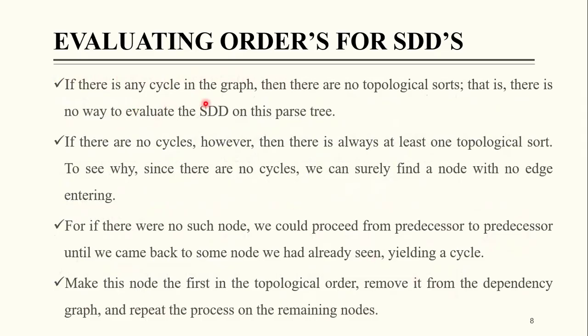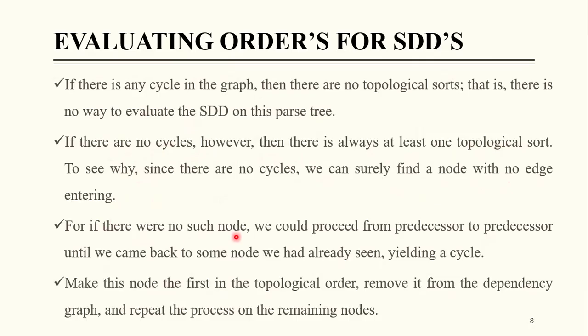If there is any cycle in the graph, then there are no topological sorts. That is, there is no way to evaluate the SDD on this parse tree. If there are no cycles, however, then there is always at least one topological sort. To see why, since there are no cycles, we can surely find a node with no edges entering.